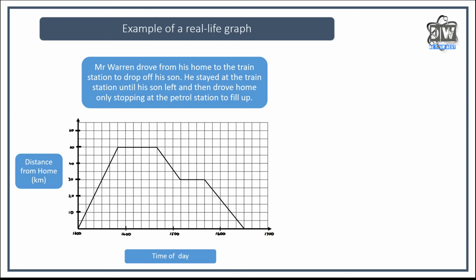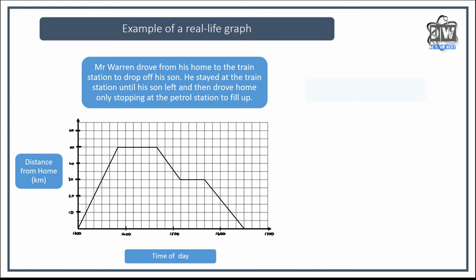So now that we've looked at that, we can now have a quick little look at the graph, and we can see we're starting at 0. Mr. Warren drove from his home to the train station. So drives from home to train station. He stops. He stays at the train station until his son left. He then drove home, only stopping to fill up at the petrol station, and then obviously continues. So that's what that all means.